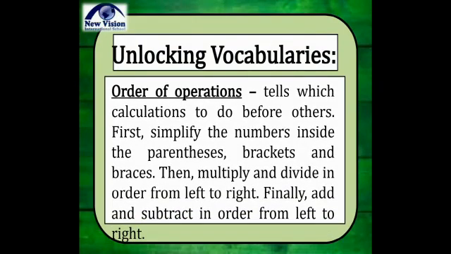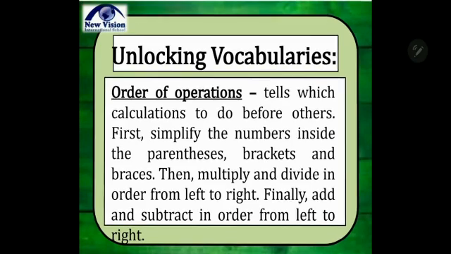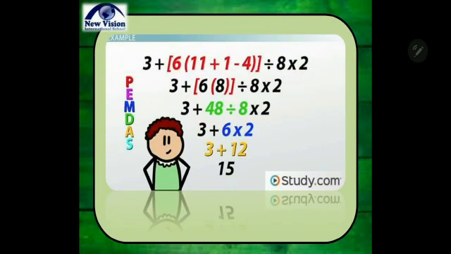Again, order of operations tells which calculations to do before others. First, simplify the numbers inside the parentheses, brackets, and braces. Then, multiply and divide in order from left to right. And finally, add and subtract in order from left to right. For example, 3 plus 6 times the quantity 11 plus 1 minus 4, divided by 8 times 2.